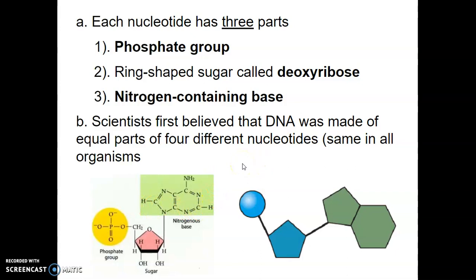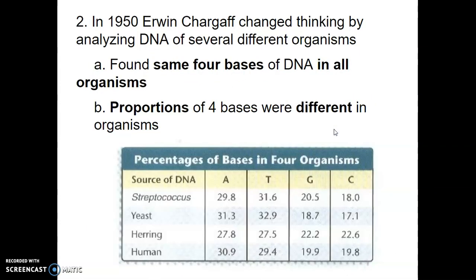Scientists first believed that DNA was made of equal parts of these 4 types of nucleotides that we're about to see. However, as more and more research went into it, and we're going to look at some of that history, we've seen it's not always an equal part. Okay, and there's a way that they group together. In 1950, about 70 years ago, a guy by the name of Erwin Chargaff changed things by analyzing DNA from lots of different organisms. He looked at Streptococcus, which is a bacterium. He looked at yeast. He looked at a herring, which is a fish, and at humans.